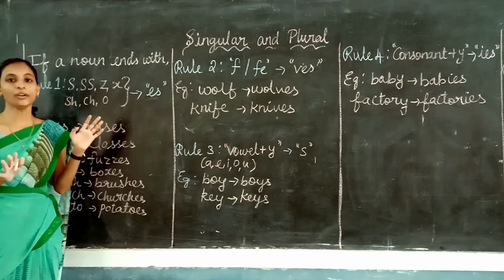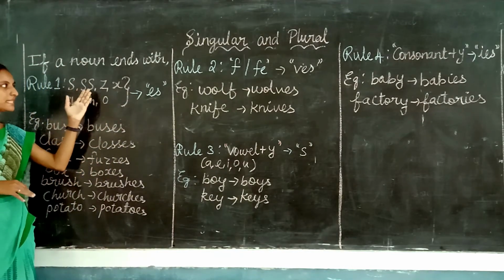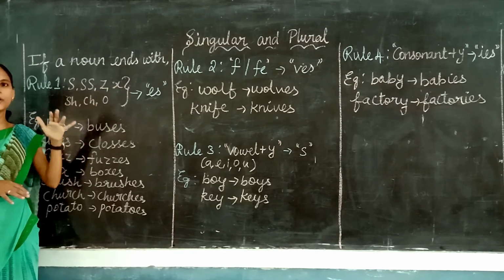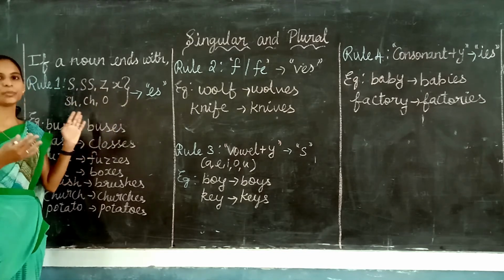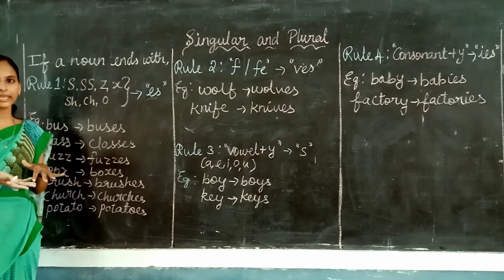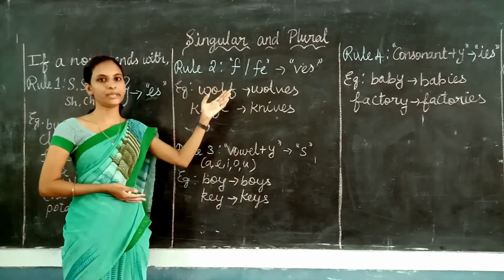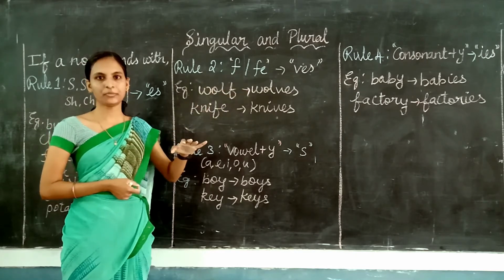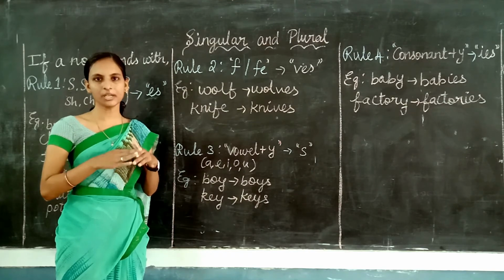If a noun ends with any one of these letters, what are those letters? S, SS, Z, X, SH, CH. If a noun ends with any one of these letters, we are going to add es to make it plural. Okay. Suppose a noun ends with f or fe, then in plural we need to remove this f or fe from the singular noun and we are going to add ves after the noun.